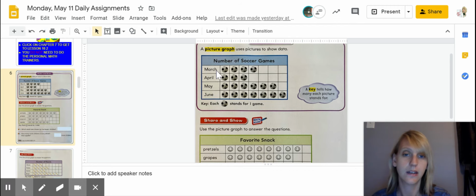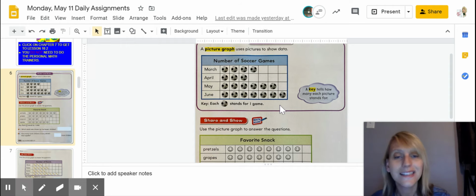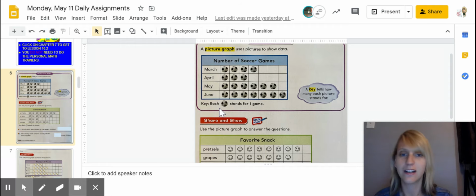So we can see that 4 soccer games were played in March, 3 were played in April, 6 were played in May, and 7 were played in June. Another thing too, this key right here is very important. Each soccer ball stands for 1 game.